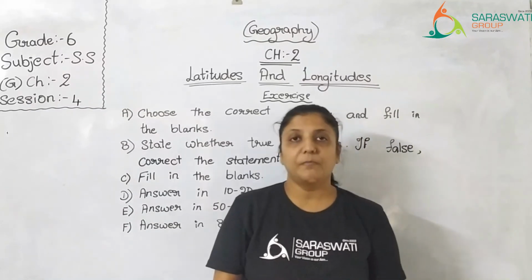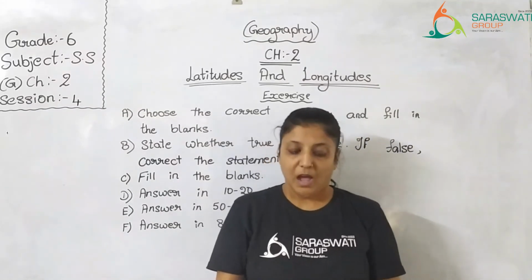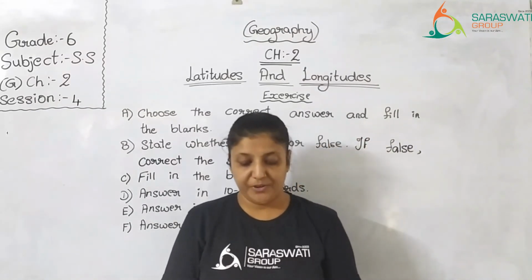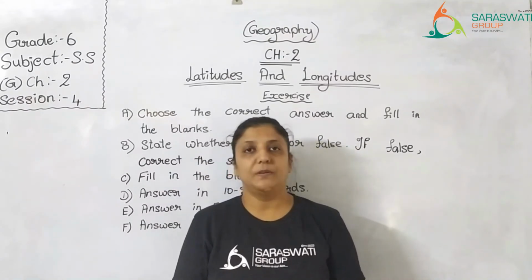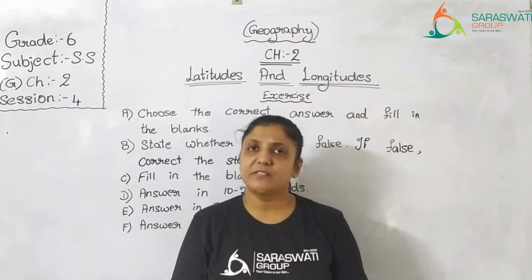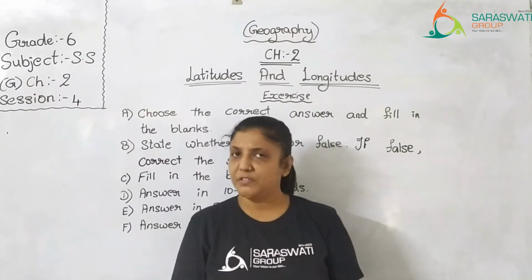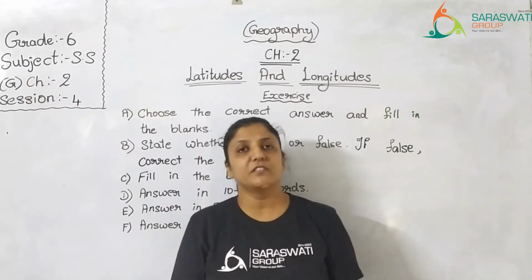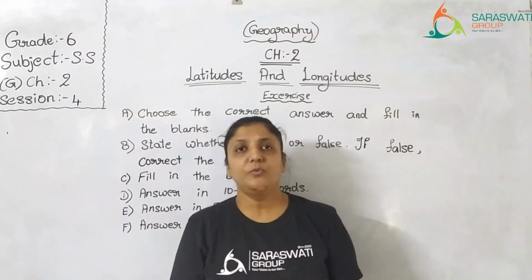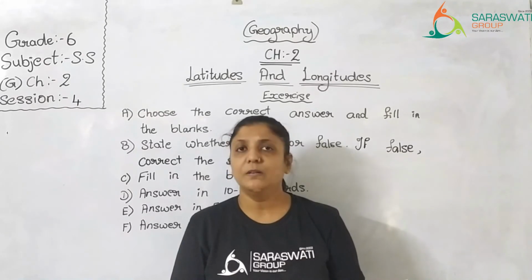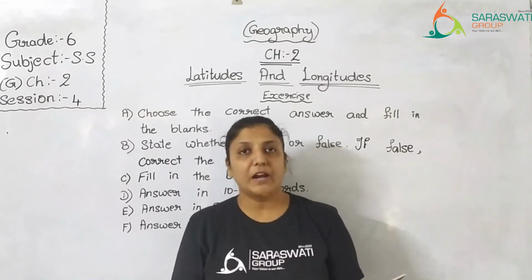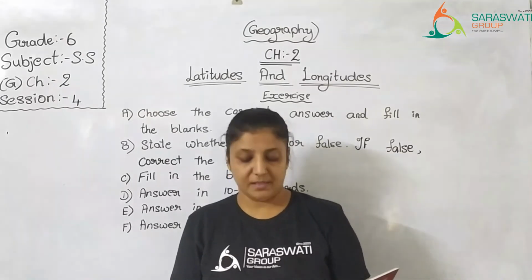Next is question number 4. How is the equator different from the prime meridian? Very simple. The equator divides Earth into the northern hemisphere and southern hemisphere, and the prime meridian divides Earth into the eastern hemisphere and western hemisphere. And there are some other differences as well. So that is what you have to write. So the answer goes like this.